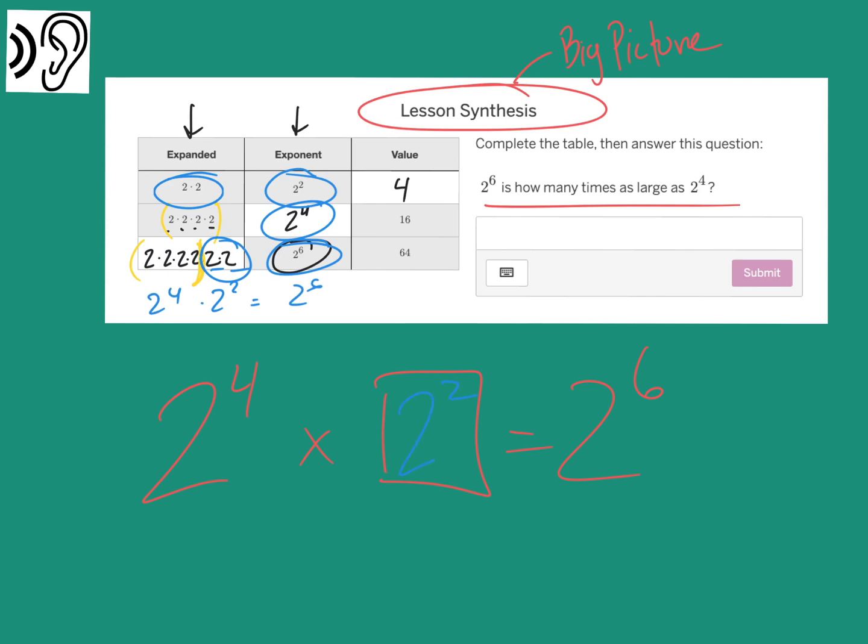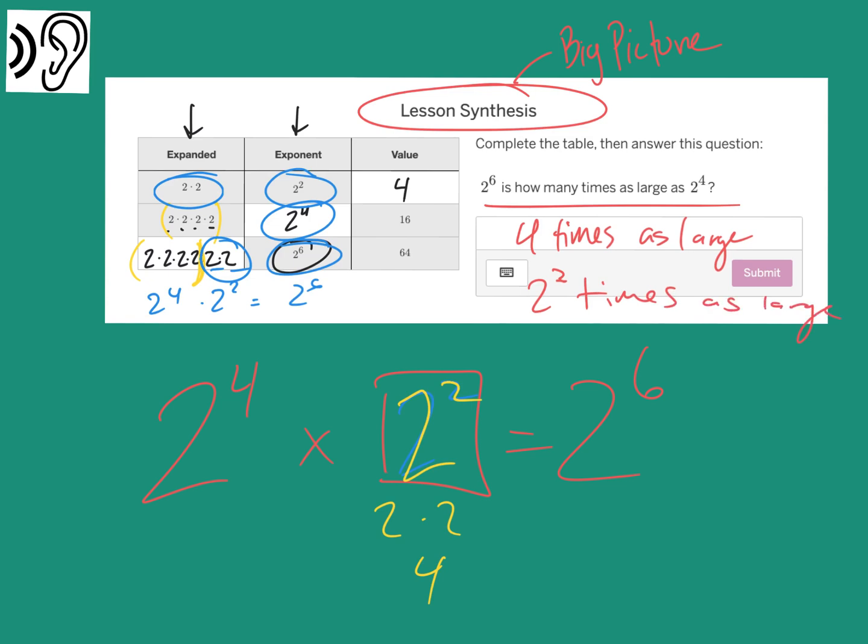I'm sorry for the hard to read text there, but 2 to the second. What's 2 to the second? Well, that's 2 times 2. What's 2 times 2? That's 4. So 2 to the 6th is 4 times as large as 2 to the 4th. You could also say that as 2 to the second times as large.